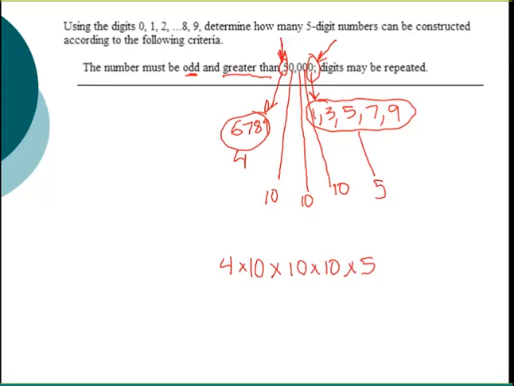So if we just throw that into our calculator, which mine apparently is not working. Here we go. 4 times 10 times 10 times 10 times 5 gives us 20,000 different ways that we can make a number that is odd and greater than 50,000. Okay?